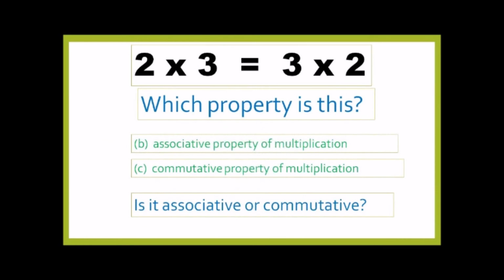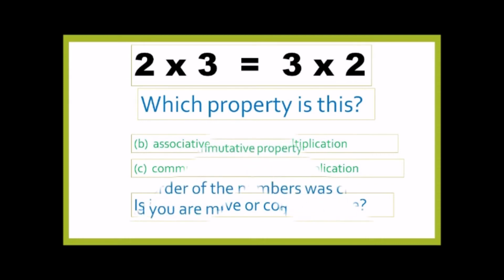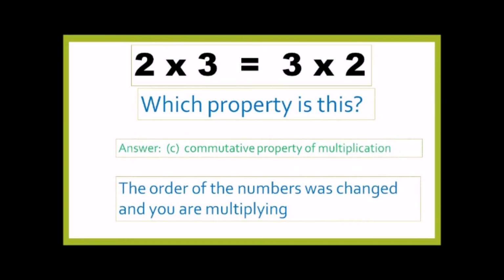B, associative property of multiplication, or C, commutative property of multiplication. You're multiplying. So is it associative or is it commutative? Which property is it, guys? Take a guess at the answer if you don't know. And here we go. Yes, the answer is C, commutative property of multiplication. The order of the numbers was changed and you're multiplying. So 2 times 3 is 6 and 3 times 2 is 6. So you just switch the numbers around. You're multiplying. So it doesn't matter which order you multiply, just like addition. This would be the commutative property and you get the same answer.